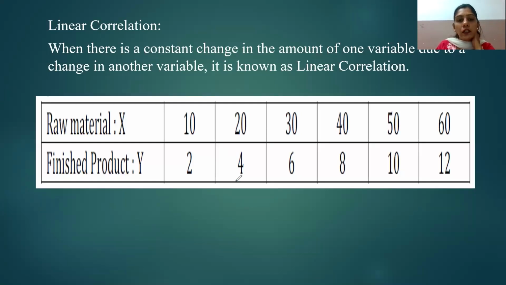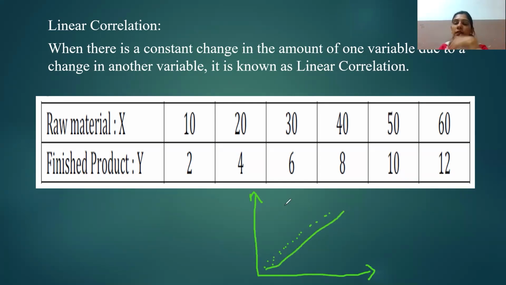That is linear correlation. When we plot a graph, the points fall on a straight line, like these are the points which we get when we check the correlation. They fall in a straight line. That relationship is said to be linear correlation.